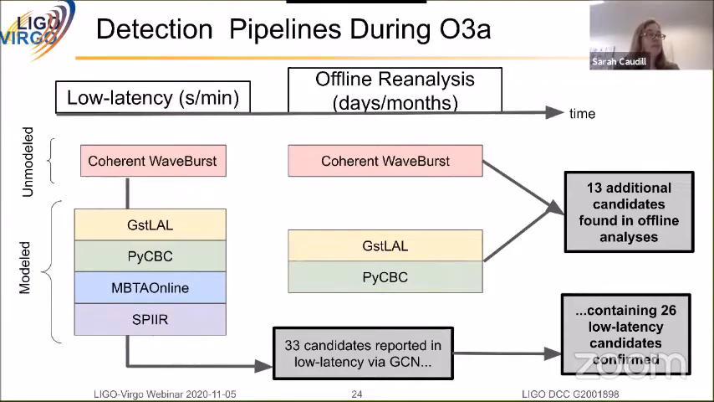In low latency, we had 5 detection pipelines running. There's Coherent WaveBurst, which was an unmodeled search, and GstLAL, PyCBC, MBTA Online, and SPIIR, which are modeled searches. I'll say more about this in a minute. These pipelines detected 33 candidate events in low latency that were rapidly communicated through the GCN notices and circulars. Of these 33, 7 low latency candidates were not confirmed by the offline reanalysis, but 26 did survive. Also, offline reanalysis with Coherent WaveBurst, GstLAL, and PyCBC identified 13 additional candidates that are reported in this catalog for the first time. Okay, next slide.